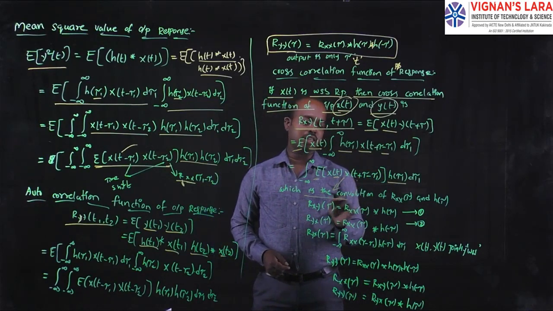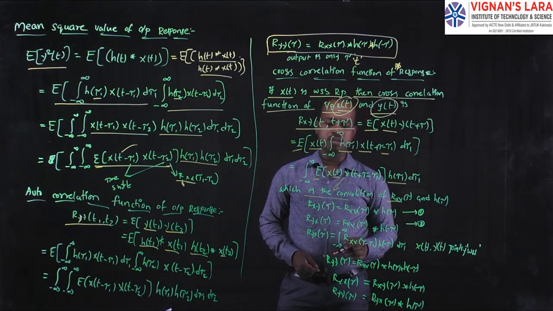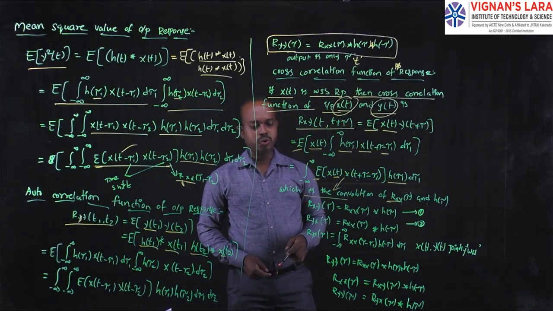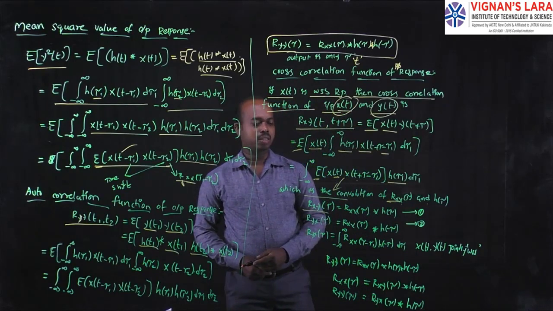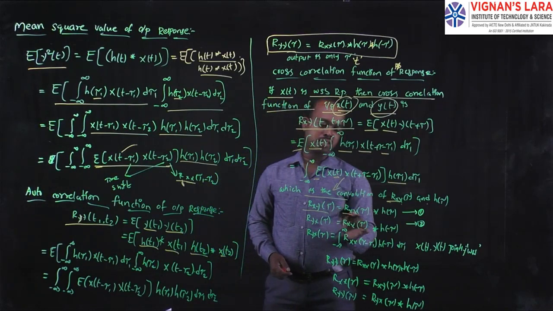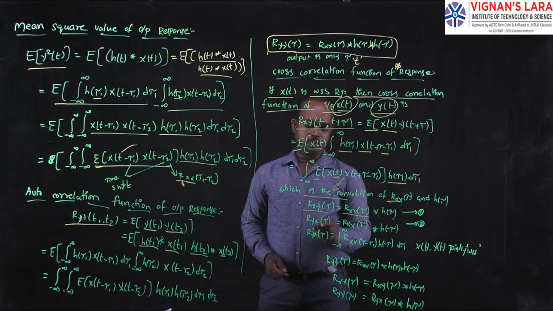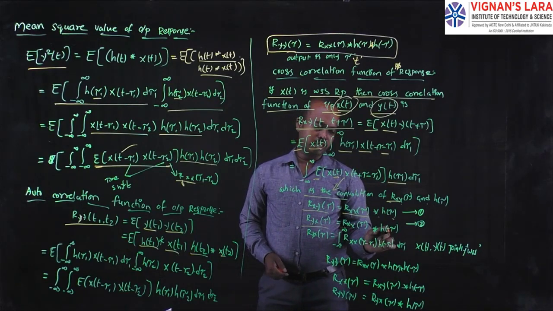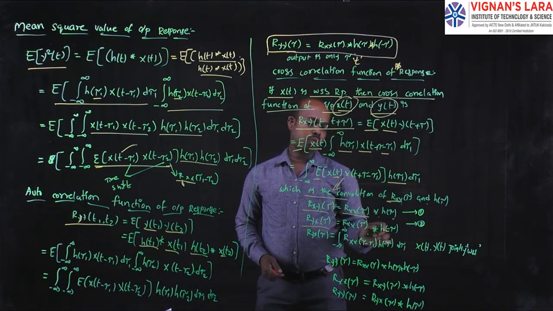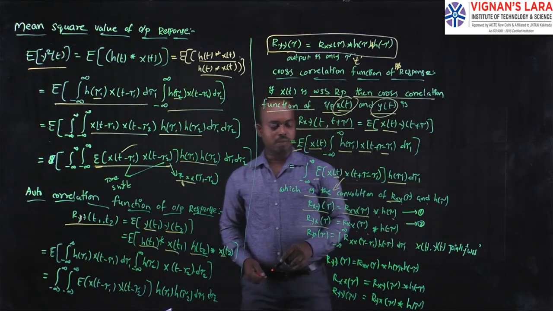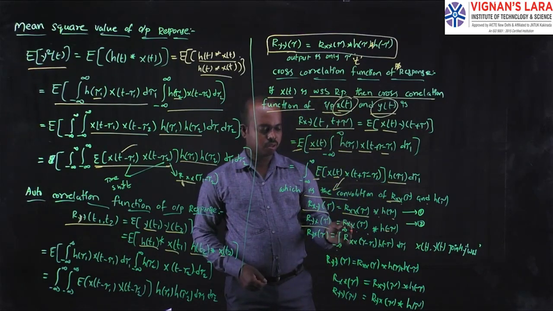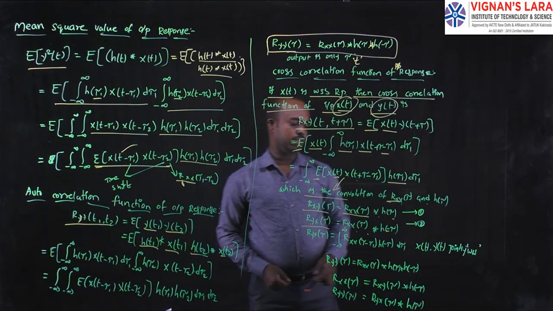This one represents the convolution of Rxy. We say Rxy of tau and h of tau. Suppose you consider Rxy of tau; we represent it as Rxs of tau convolution with h of tau. You can also represent Ryx of tau in reverse order by taking the negative sign: Rxs of tau convolution with h of minus tau. Here Ryx of tau is equal to the integral from minus infinity to plus infinity of Rxs of tau minus tau 1, h of minus tau 1, d tau 1.